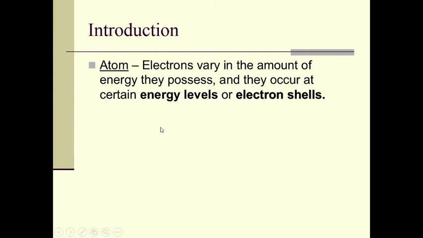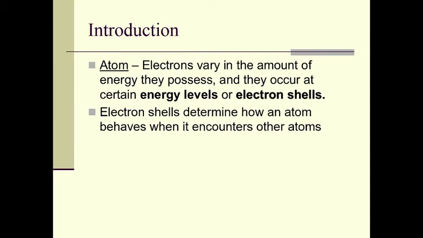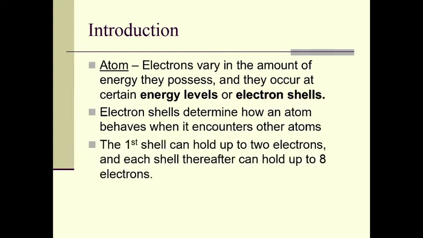So we have studied the energy levels. Electron shells determine how an atom behaves when it encounters other atoms, so these shells are very important. The first shell can hold up to 2 electrons, as we have already seen, and each shell thereafter can hold up to 8 electrons.